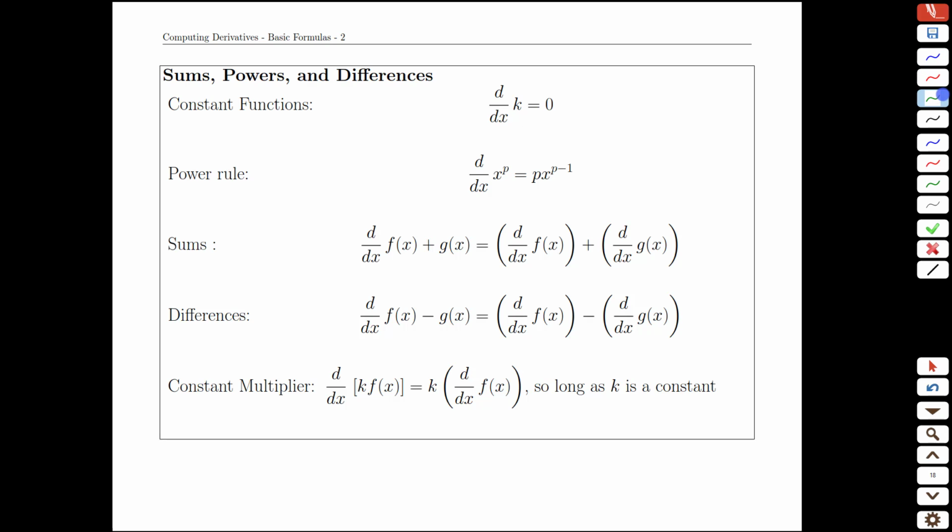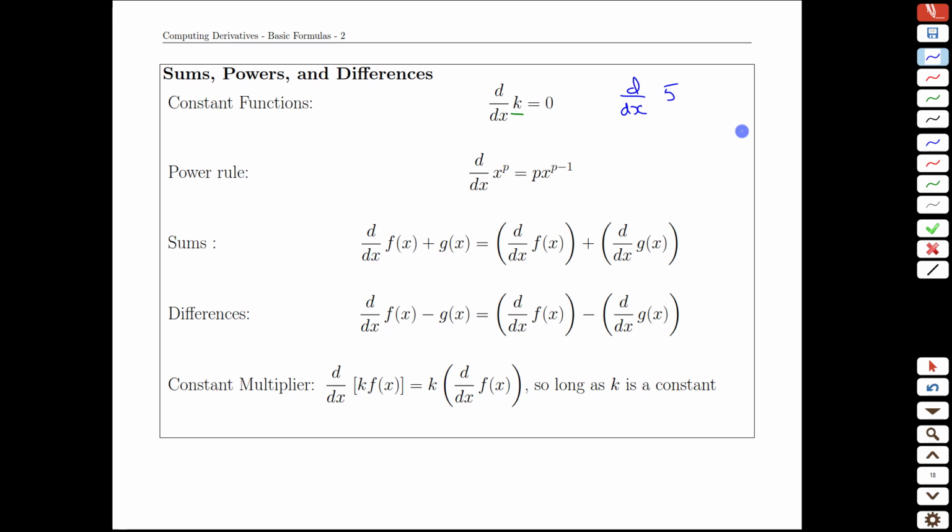The derivative of a constant is 0. So for example, if we have the derivative of 5, if you think of 5 as a function, it would just be a horizontal line. What's the slope of that line? It's 0.